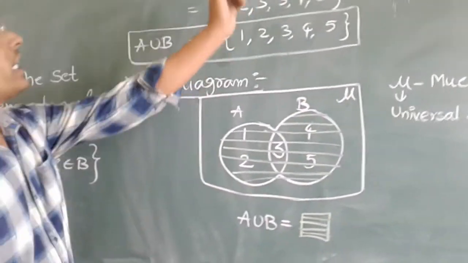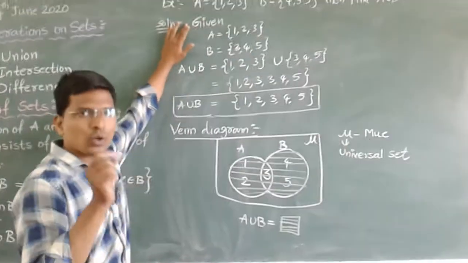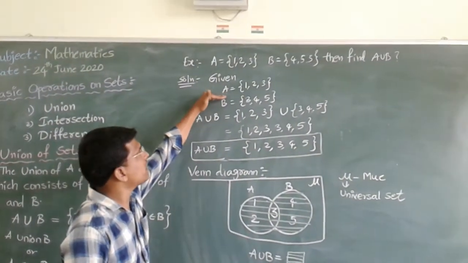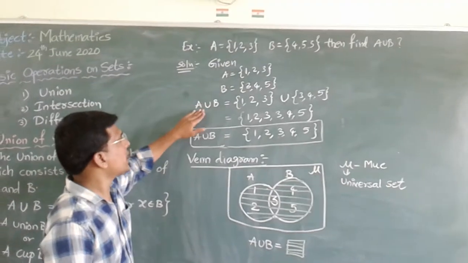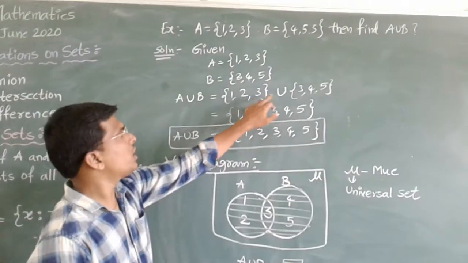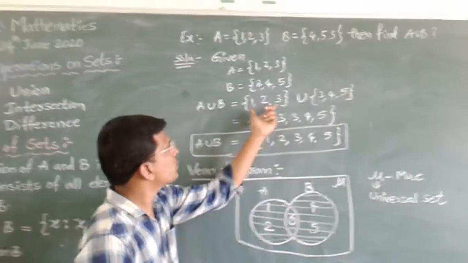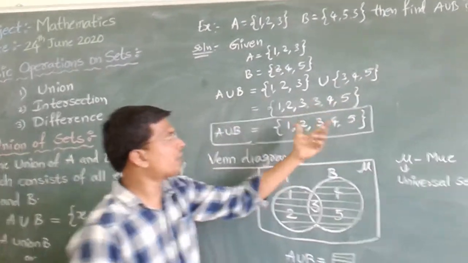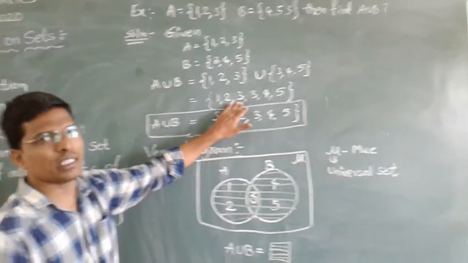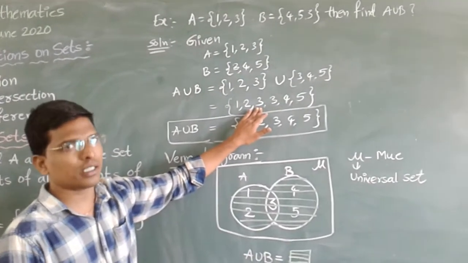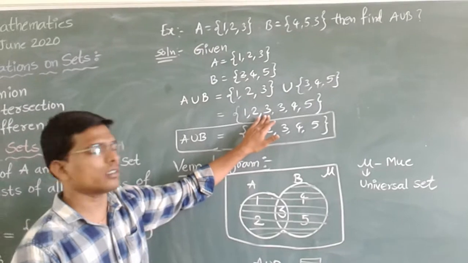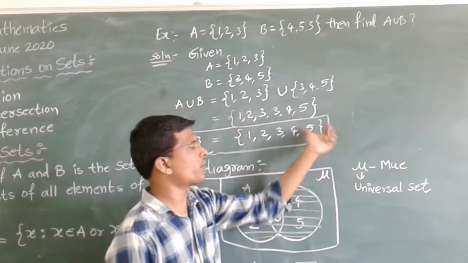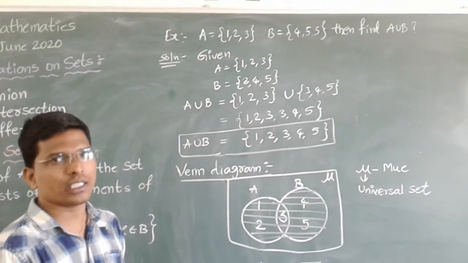Okay, so once again, if they ask you to find only A union B value, this is the procedure. First you write set A and set B, and A union B: {1, 2, 3} union {3, 4, 5}. So first you write the first set values and then the next set elements. After that, if any number is repeating twice or thrice, no need to write it two or three times. Just write it only once. So A union B is equal to {1, 2, 3, 4, 5}. This is a general representation.